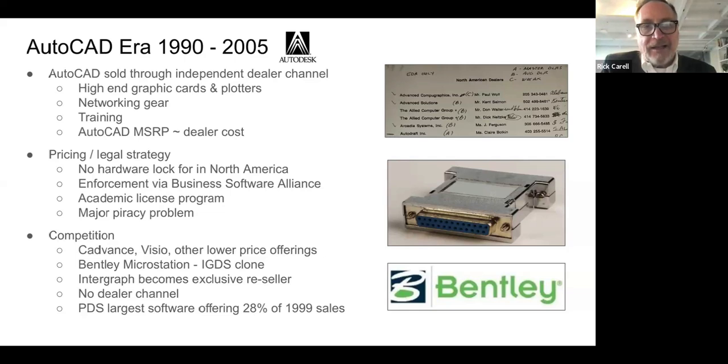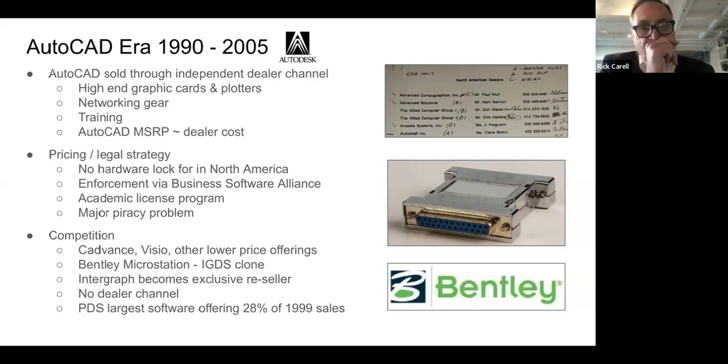There was a product called CADvance, which went nowhere. Visio for a while was a big deal. And then MicroStation came along, Bentley came along with this clone of the IGDS Intergraph system. And so Intergraph filed lawsuits, and then their legal remedy was, well, hey, we're going to become the exclusive reseller. So basically all the MicroStation was sold through Intergraph, and this became an Intergraph issue. And so they did not have a dealer channel, so to speak, a very, very minor dealer channel.